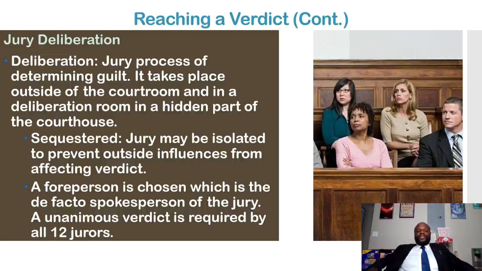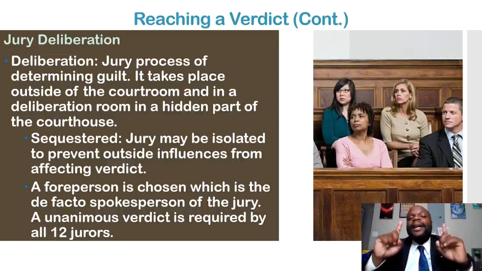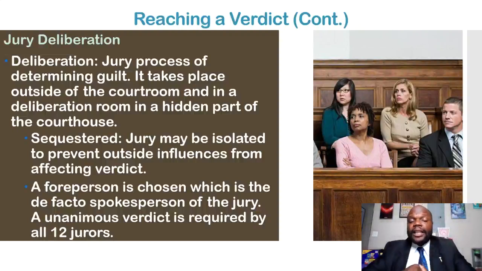And then the foreperson is chosen, which is the de facto spokesperson of the jury. He or she will advise whether or not they've reached a unanimous verdict. And a unanimous verdict means all 12 jurors must be on the same page. You can't say, I think this person's guilty, and then chicken out and say, no, they're not guilty.